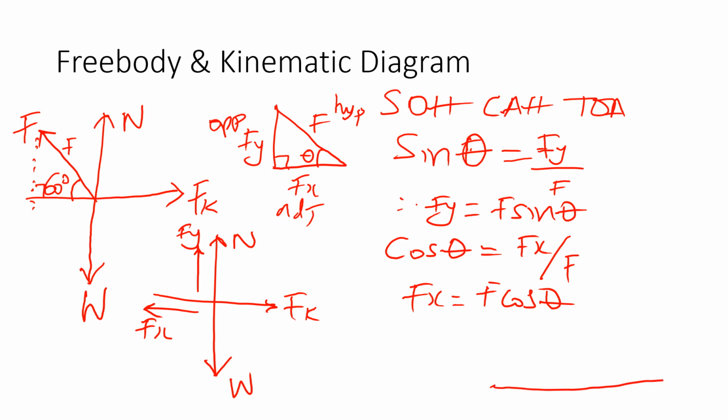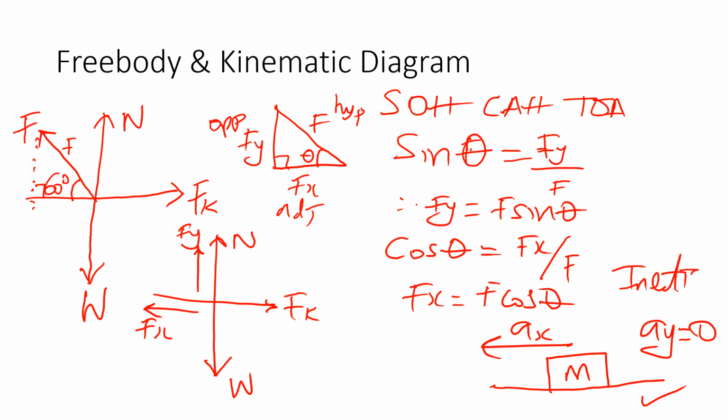So if you have the box as a point particle, m, moving in the left direction, ax. X because it only moves in the x direction. This means that there is no motion in the y direction, therefore ay is equal to 0. So this is your kinematic diagram, also known as an inertia diagram. And this is your free body diagram, FBD for short.